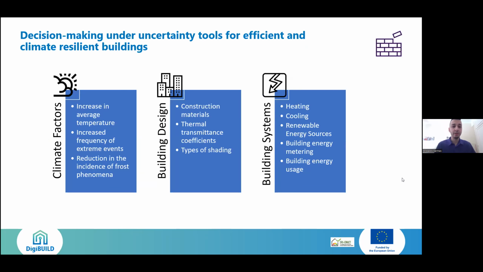Then we have decision-making tools under uncertainty. So we aim to address climate factors, which are aimed to achieve better climate resiliency in buildings. On the one side, we have the building design, so we address construction materials, thermal transmittance coefficients, and the shading of the buildings. And on the other side, we delve into the building systems like heating, cooling, renewable energy sources, or any other stuff that would make the building more smart, let's say. We, of course, all of us here know the smart readiness indicator as well, which is a good sign of how smart and how ready a building is to adopt these new technologies.